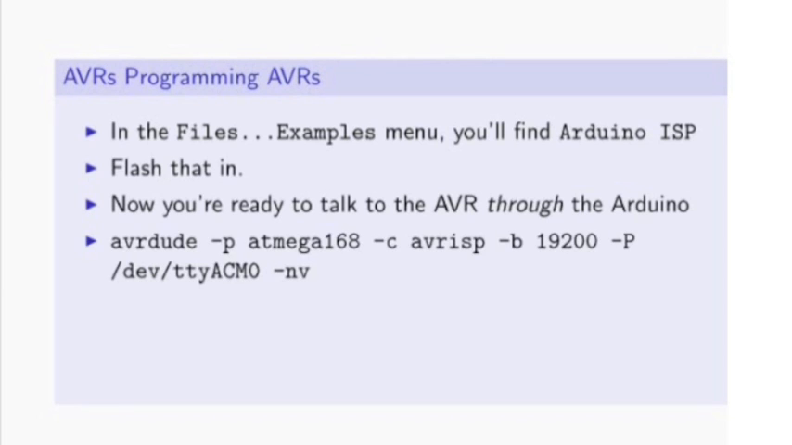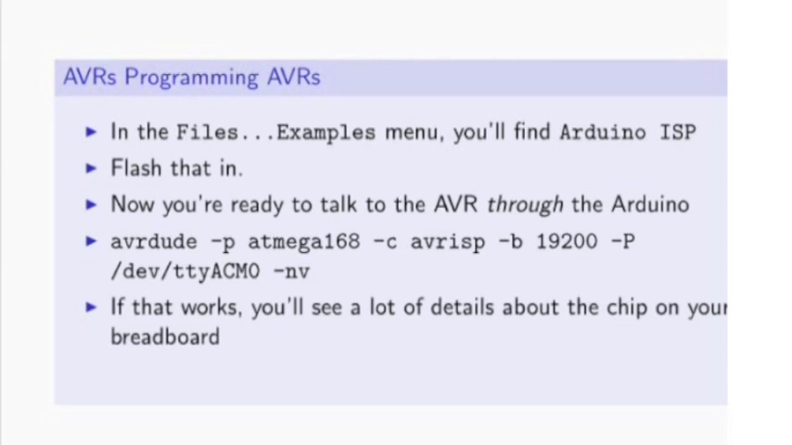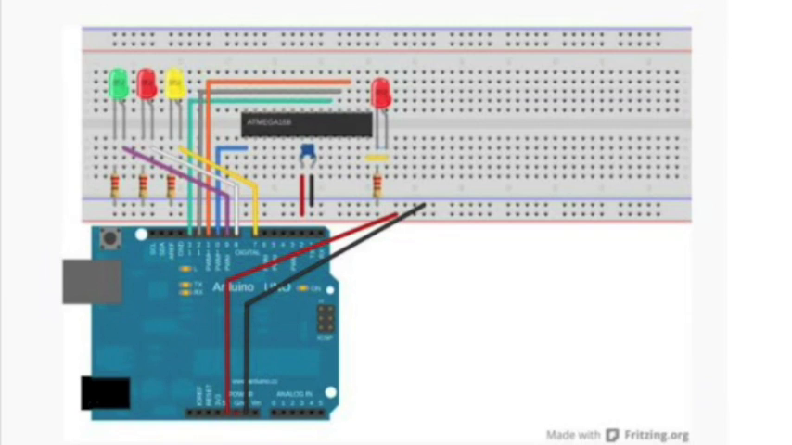Here's a command using AVR Dude, the program that runs the programmer on your laptop, that'll test if everything's hooked up right. You're going to hook it up as in the next slide. If that works, you'll see a bunch of details about the chip. If it doesn't work, try again until it does. Here's how you would wire up your Arduino for ISP. This is the super fancy version. I've included 3 LEDs. One is ready to run, one is running, and one is there's been an error. Those are entirely optional.